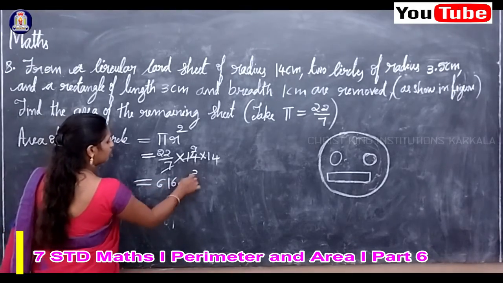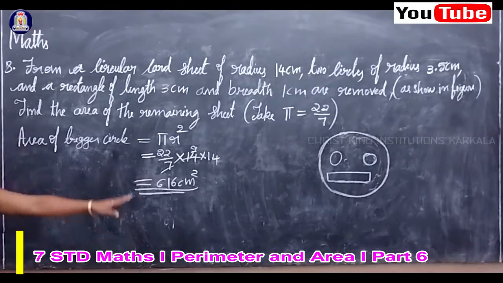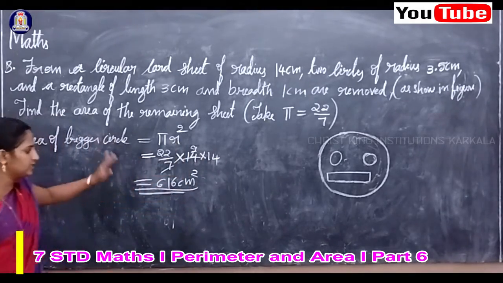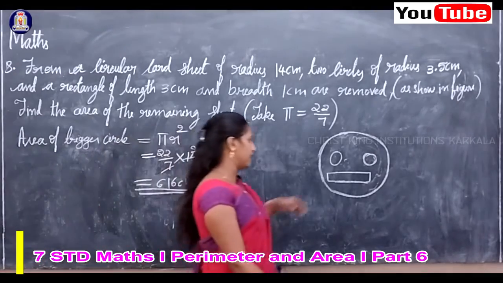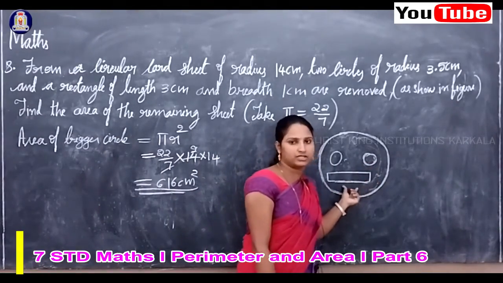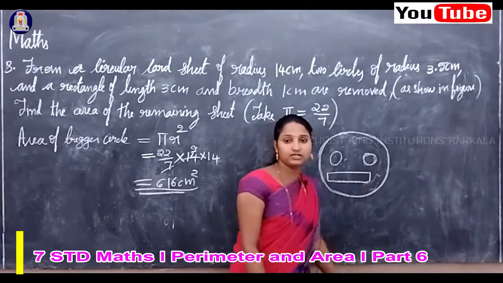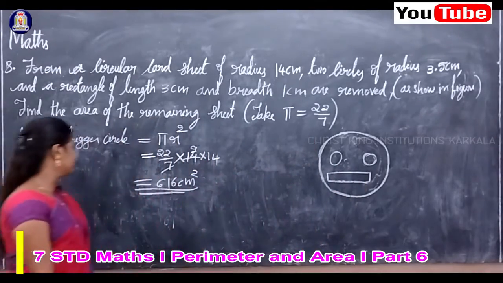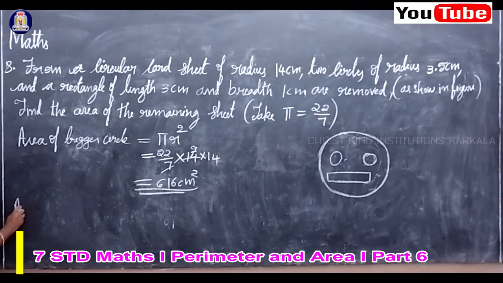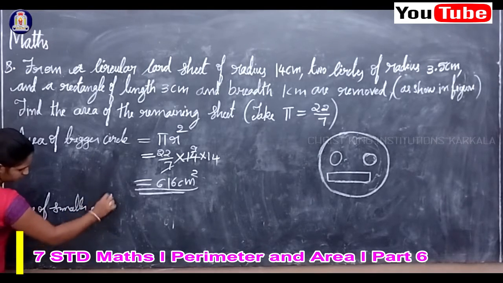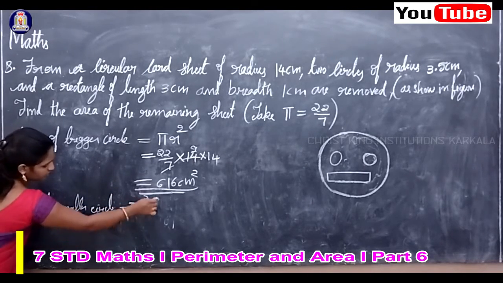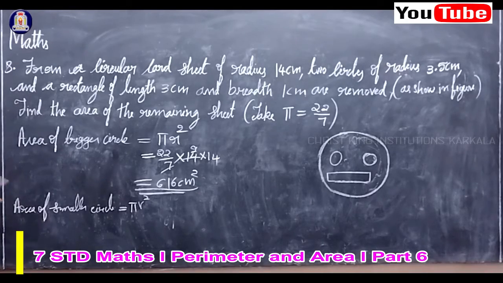Okay. Now this is the area of the larger circle, the bigger circle. Total area is 616 centimeter square. From that we have to subtract two smaller circles and one rectangle. So now we'll find the area of the smaller circle. Pi r square, since that is also a circular shape. So the formula is pi r square.